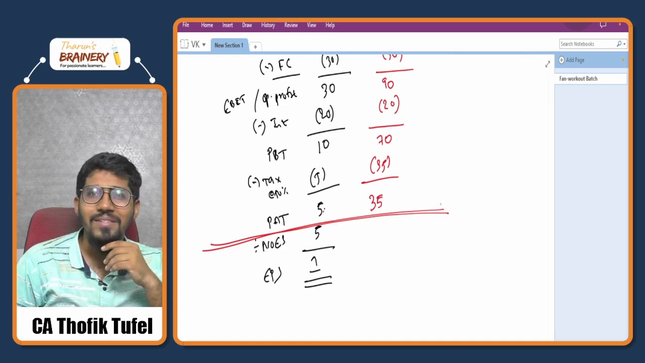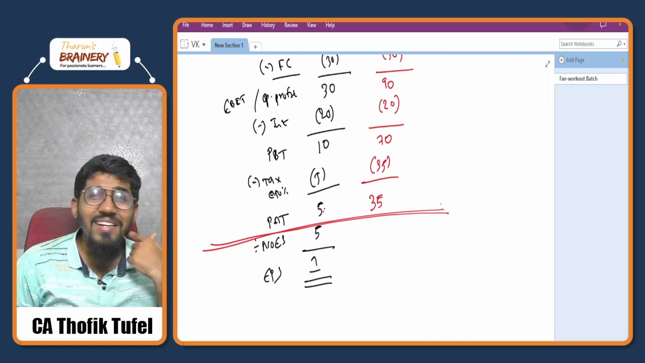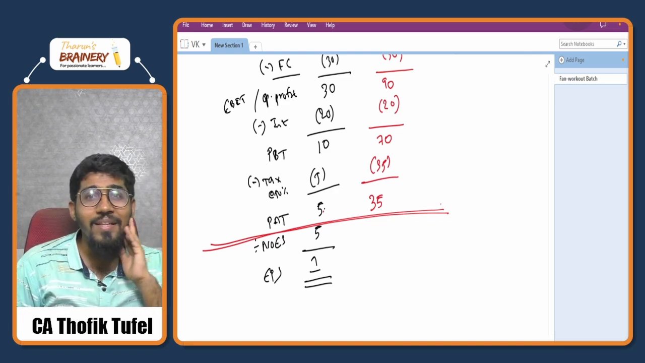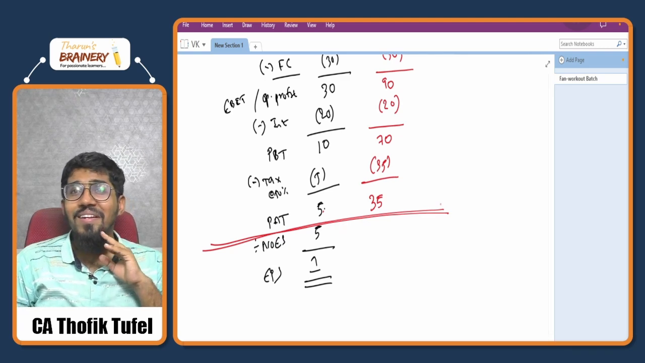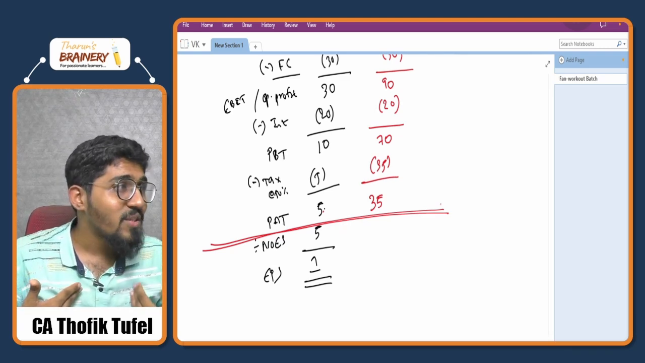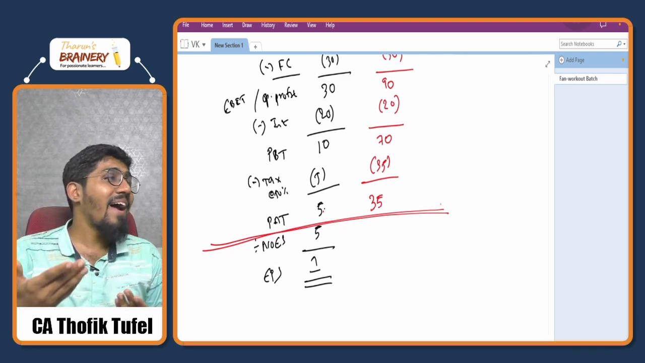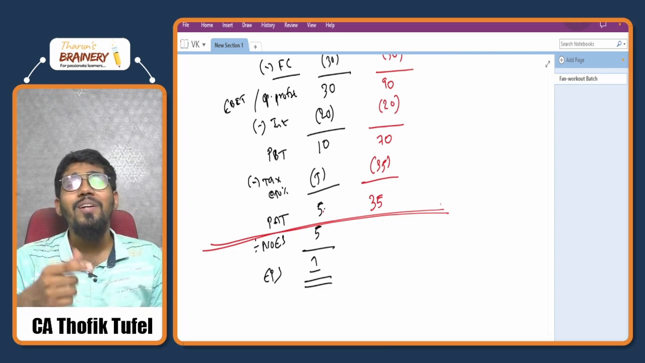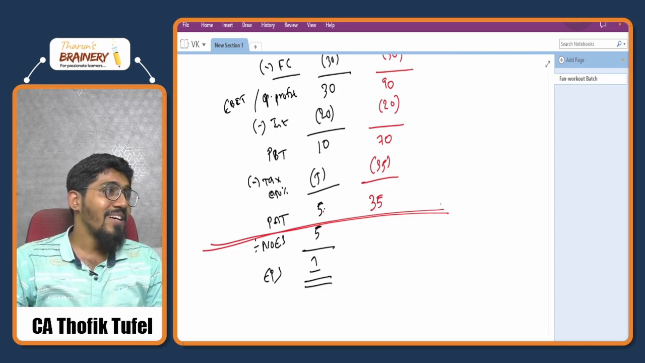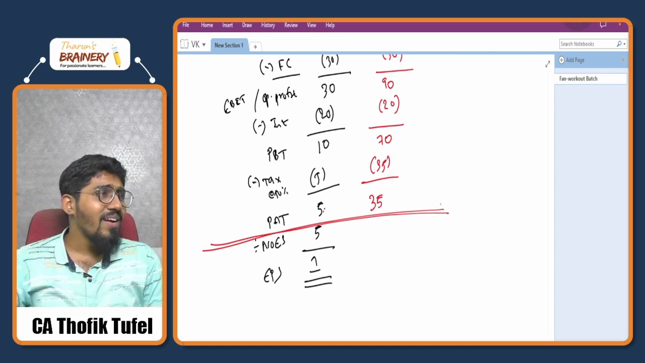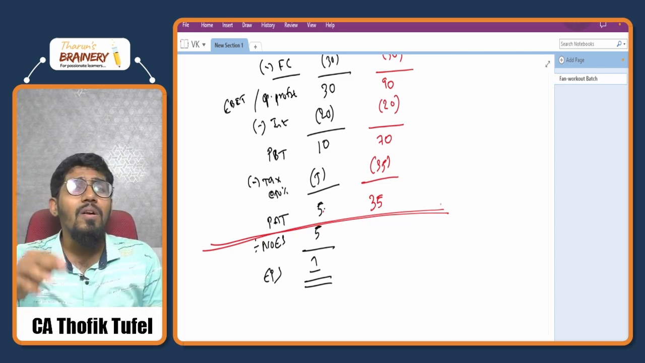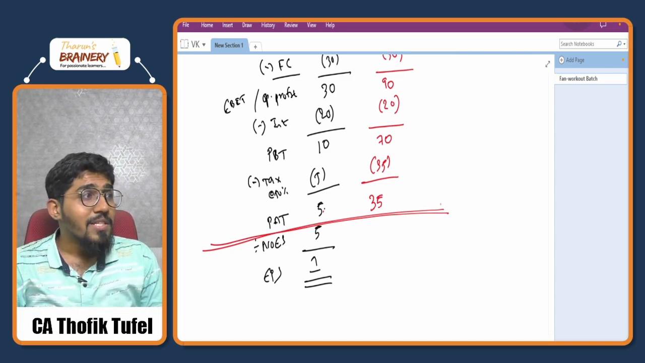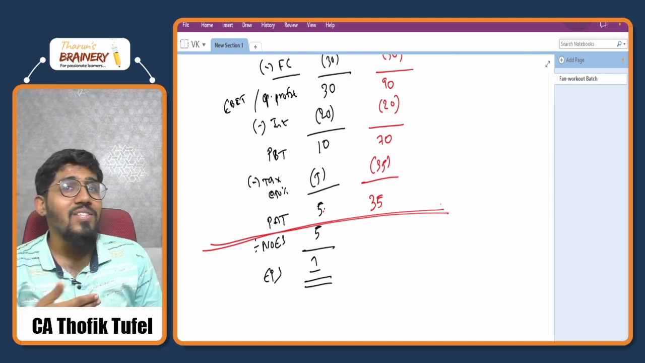What has happened? The reason is that Katrina Kaif didn't know financial management, or Katrina Kaif didn't study financial management with Tofik Tufail. Had Katrina Kaif studied financial management with me, she should not have made this mistake. She should have got this idea that sales increase is not always increase in profit. She should have got that idea had she attended my class.